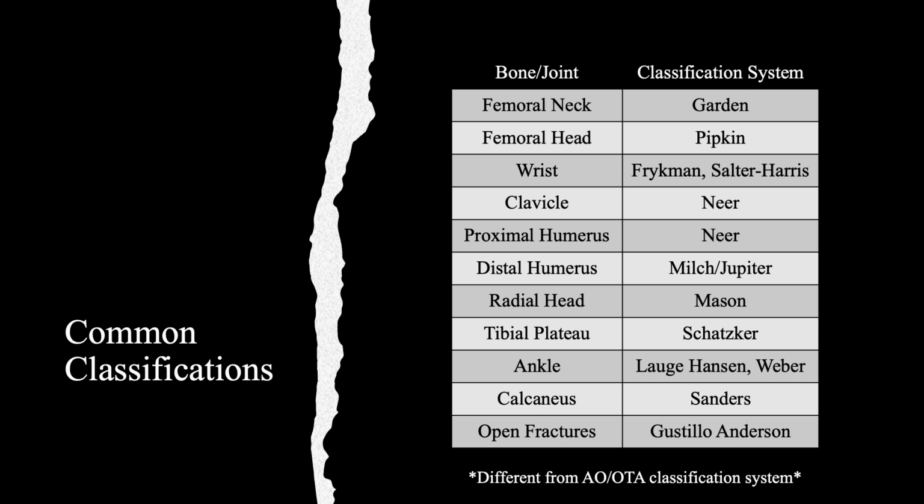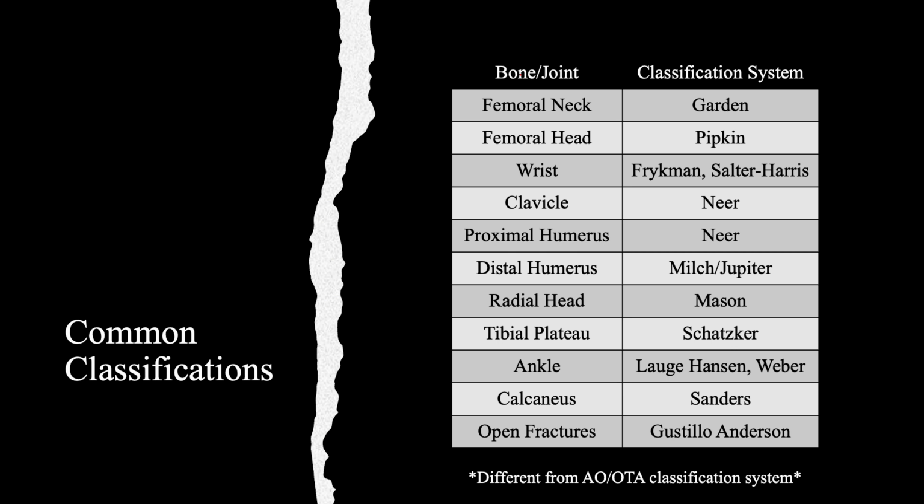So this is just a caveat for the upcoming x-ray reading clinic that we're holding. Common classification systems. So this is different than the AO/OTA classification system. These are more used in the clinics. However, if you look at the bone and joint and the classification system it uses, these are the most common ones, so you should look over these for sure if you get the chance.